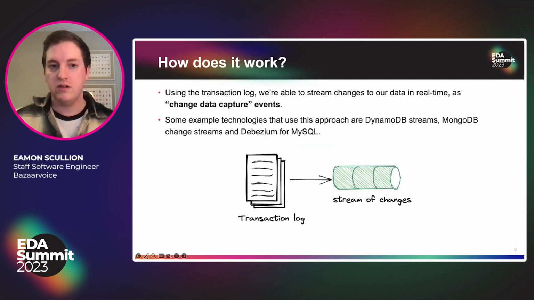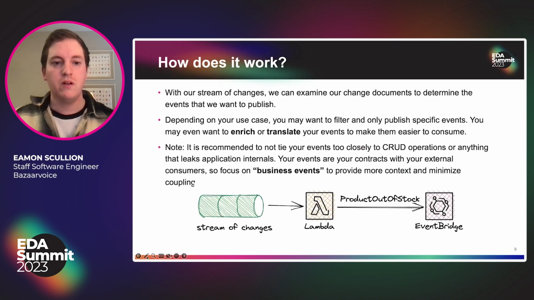With this transaction log, we're able to stream changes to our data in real time, and we'll refer to those as change data capture events. Some example technologies that use this approach are DynamoDB Streams, MongoDB change streams, and Debezium for MySQL. So how does it work?